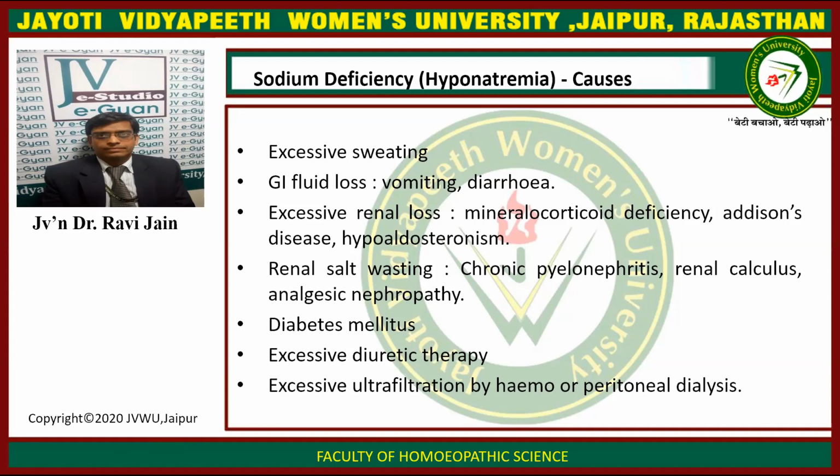Excessive renal losses with mineralocorticoid deficiency, Addison's disease, and hypoaldosteronism. Renal salt-wasting conditions: chronic pyelonephritis, renal calculus, analgesic nephropathy, diabetes mellitus, excessive diuretic therapy, and excessive ultrafiltration by hemo or peritoneal dialysis.